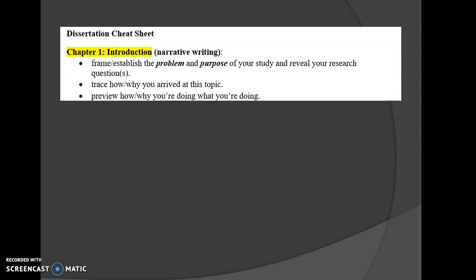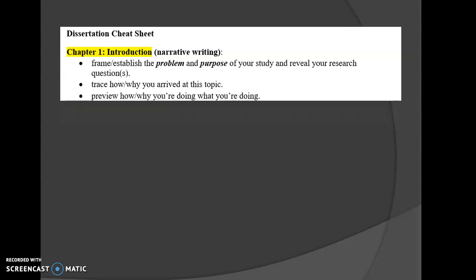Chapter 1 of the dissertation is the introduction chapter. It's a narrative piece where you frame and establish the problem and the purpose of your study, and then reveal your research questions. This is an important chapter to write because we trace how and why we got to the topic, as well as why we need to bother studying such a thing, why we need to pursue such a research question, and try to solve this problem with our research.